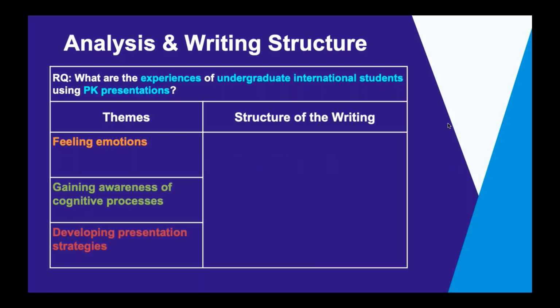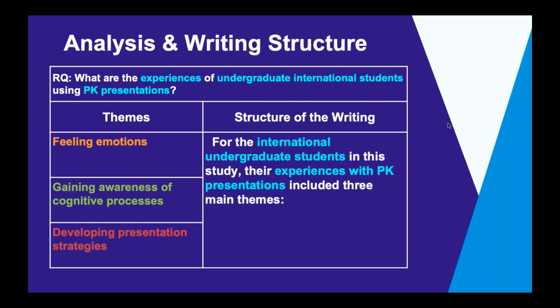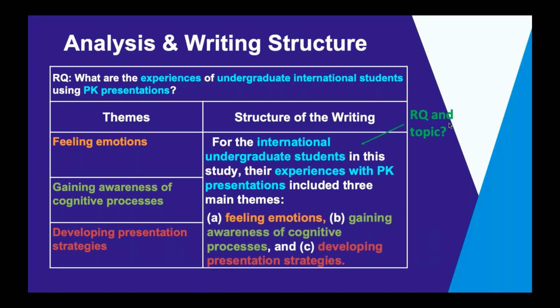This time, I went ahead and color-coded just to make sure that I have everything that I need. In the first part of this sentence, I have, for the international undergraduate students in this study, their experiences with PK presentations included 3 main themes. All right, do I have my research question and topic? Yes, I do. Perfect, I can go on, and now it's simple listing. I can just list my themes and keep the entire main keywords. And have I used all of them? Yes, I have. There's little ambiguity going on here.